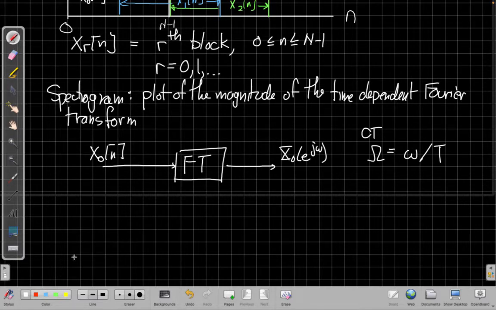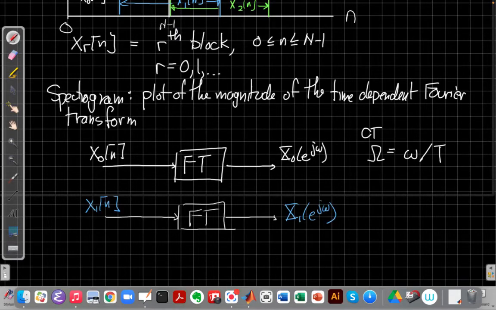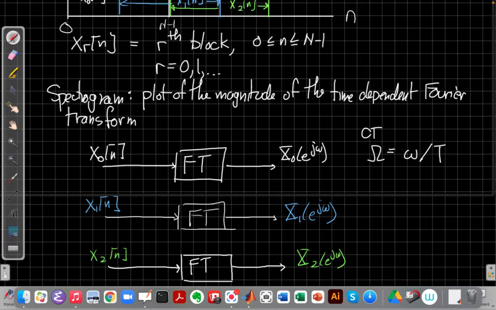And then we're going to continue and do this for each block, one after the other. So we take the next block, shown in blue here, and pass it through and get its Fourier transform. And similarly for the third block, x2 of n, and so on down the line. We'll just work our way through the signal with these blocks, each of them giving our Fourier transform.